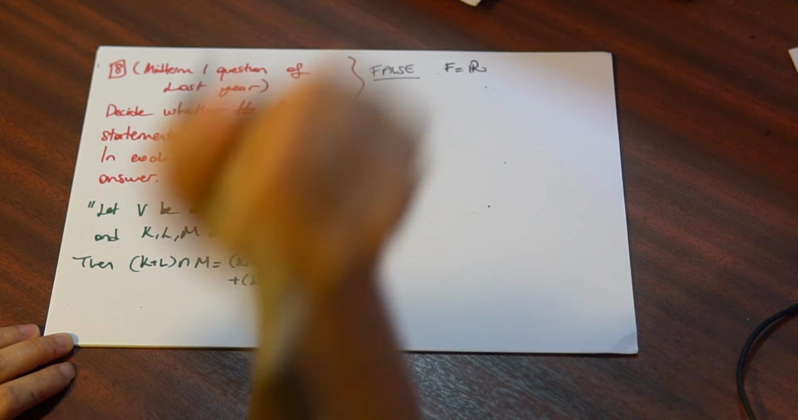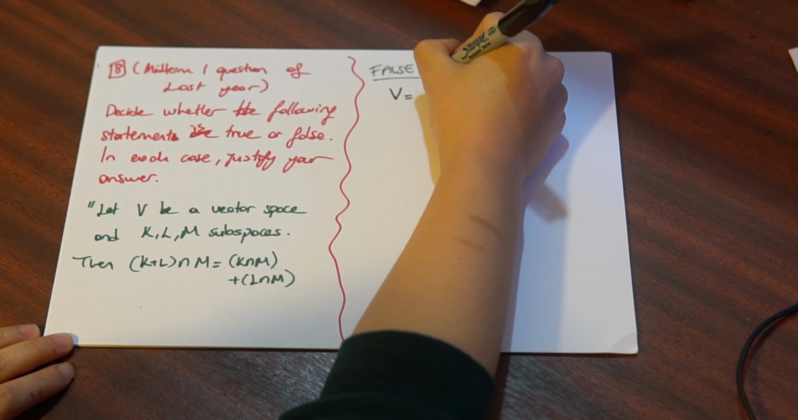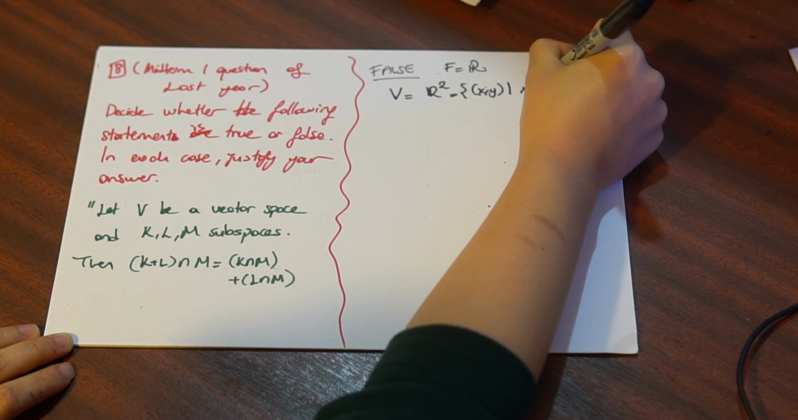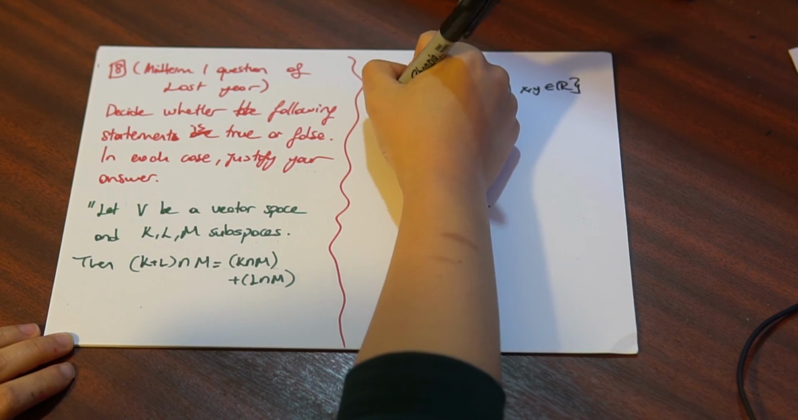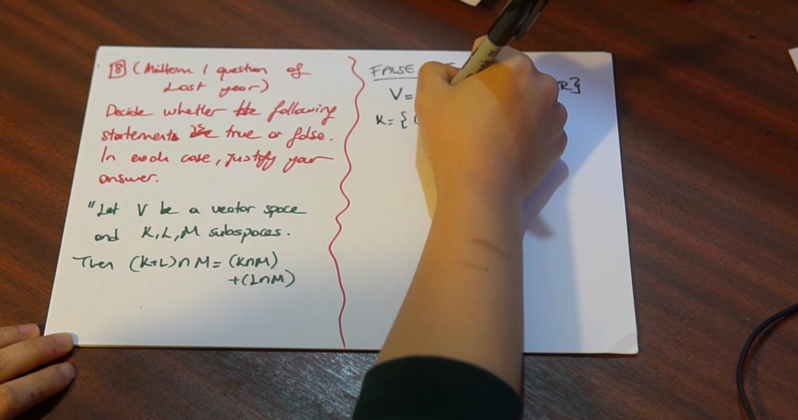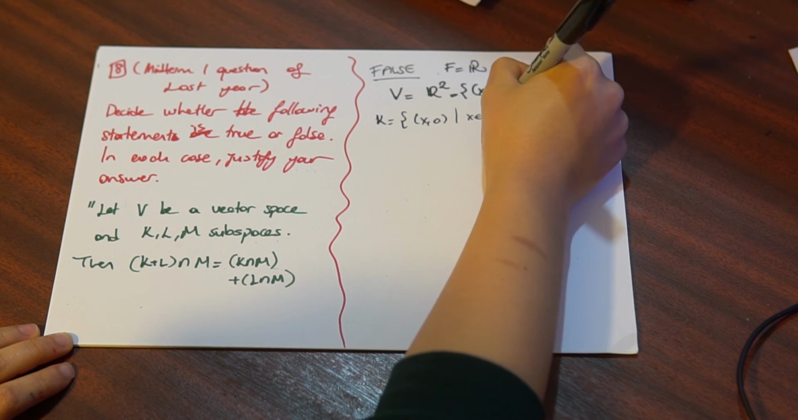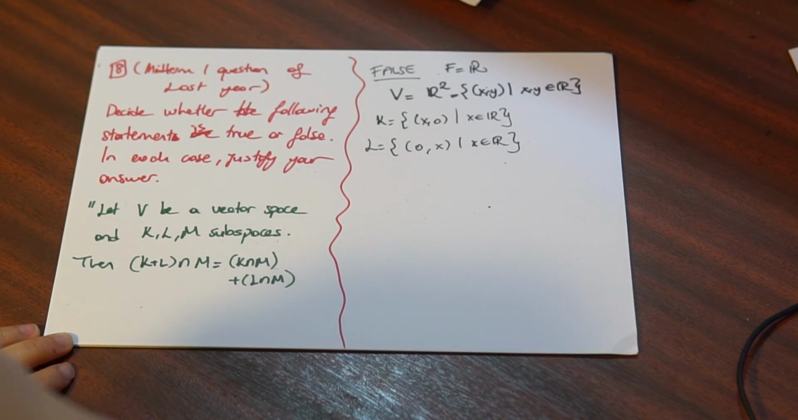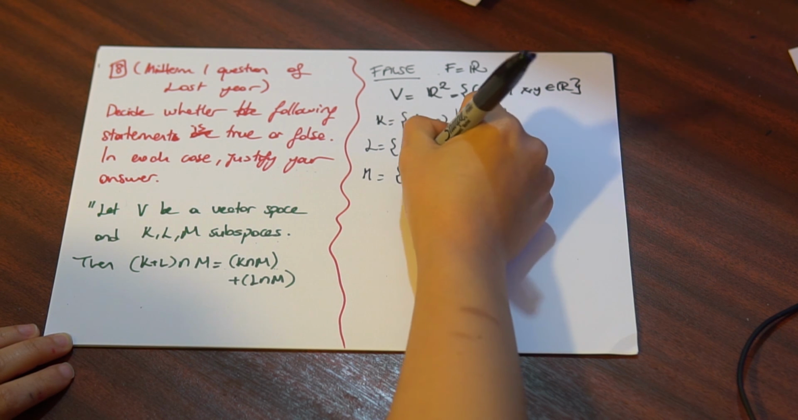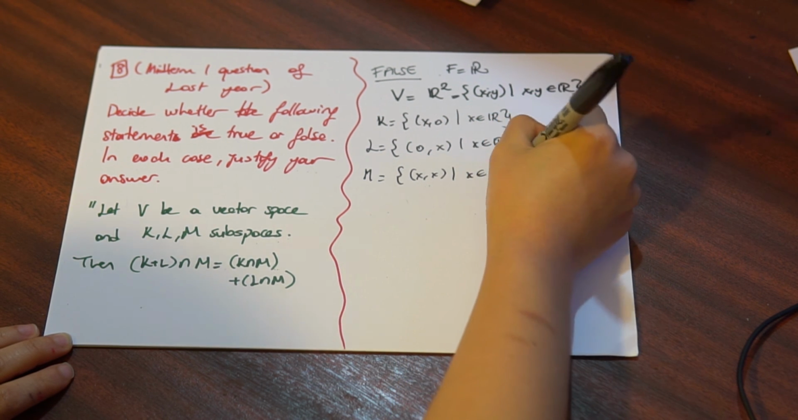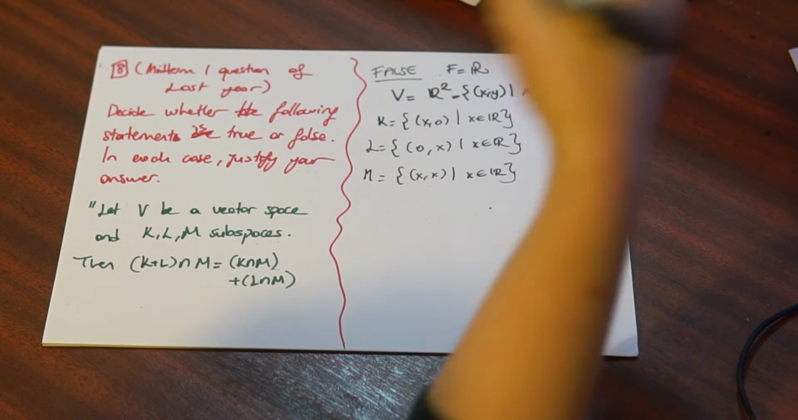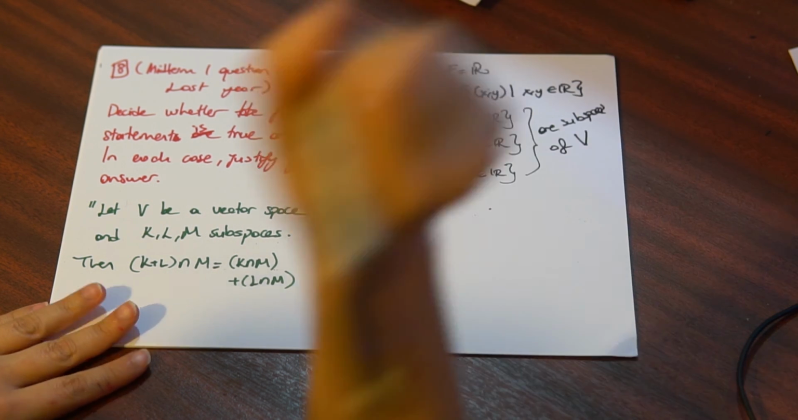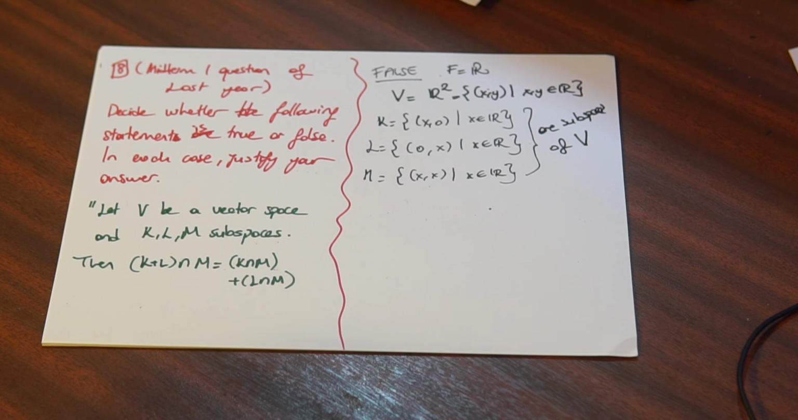Let our field F be R and our space V be R square, the tuples x and y such that x and y are in R. Let's take K as the tuples x, 0 such that x is in R, L as the tuples 0, y with y in R, and M as the tuples x, x with x in R. These three are subspaces of R square. Now we need to show that this one does not satisfy the equation.